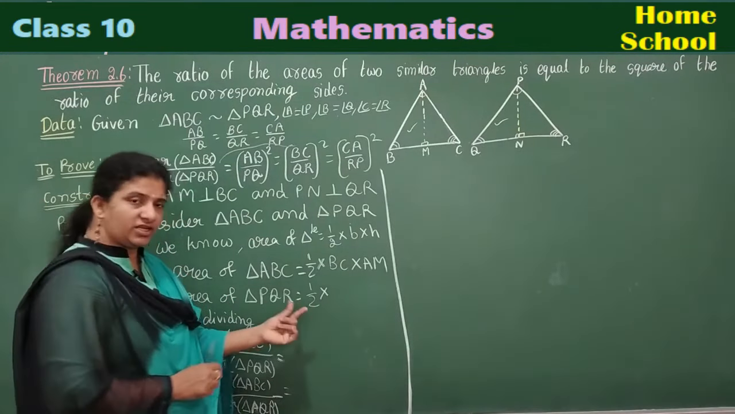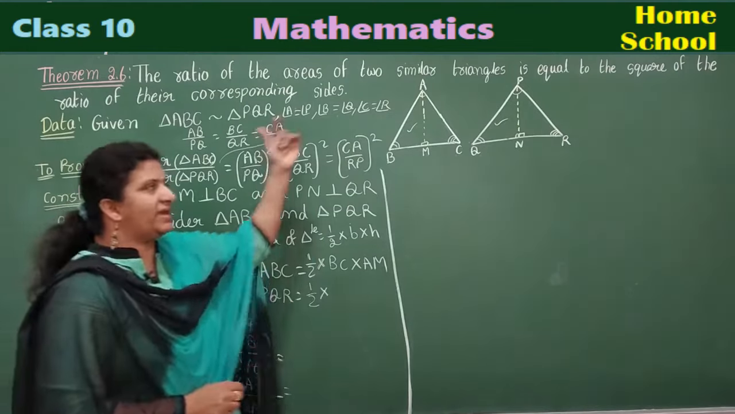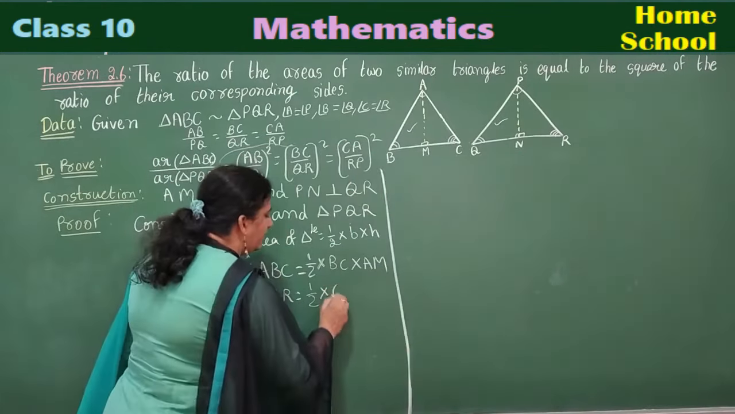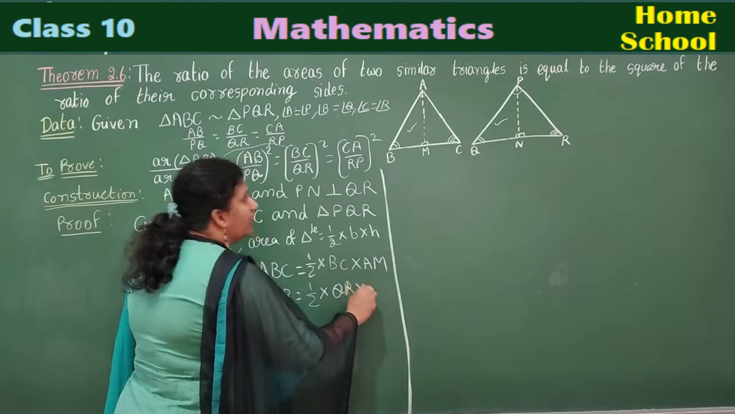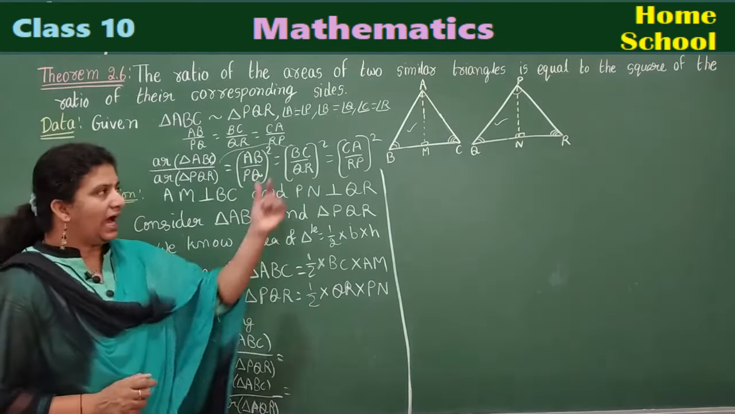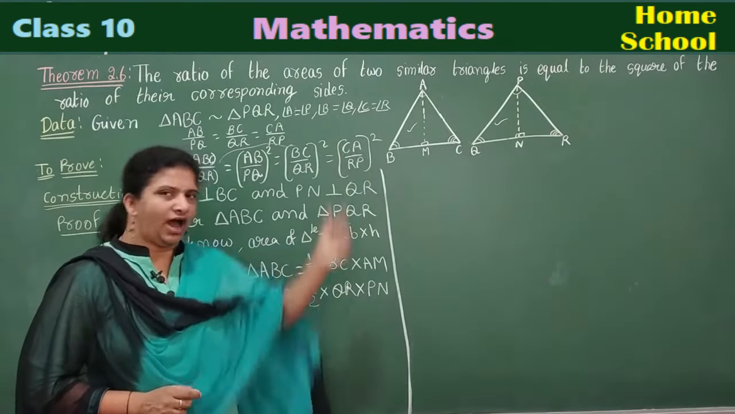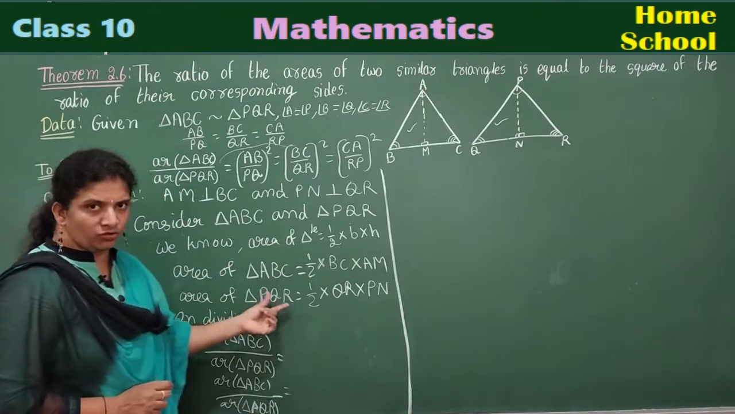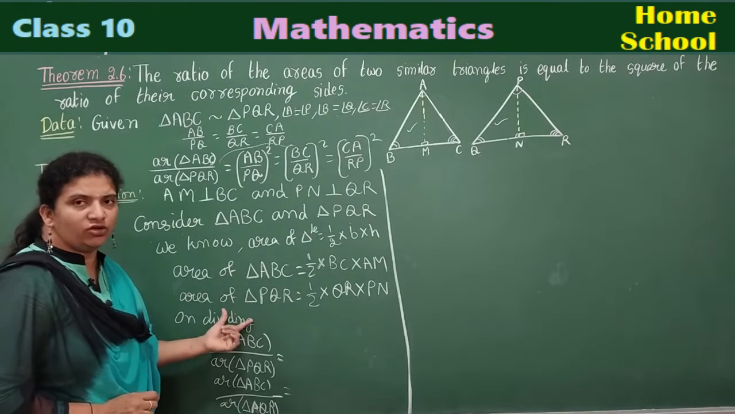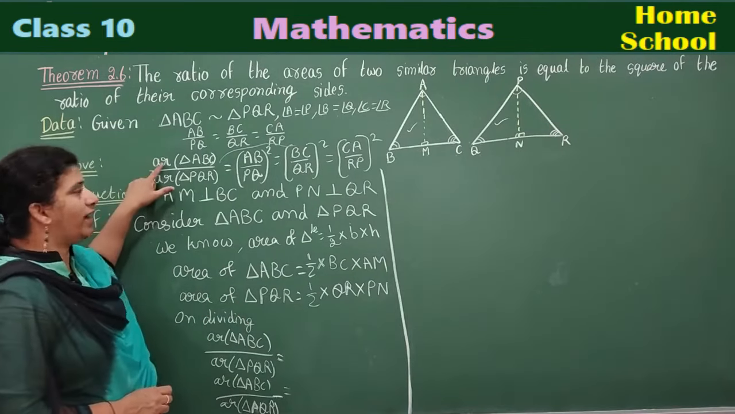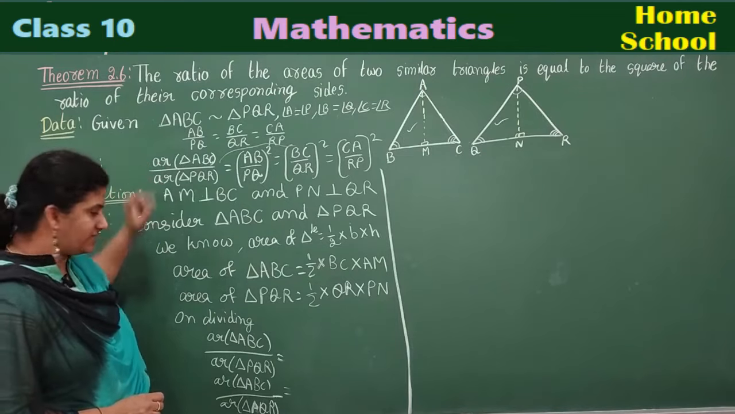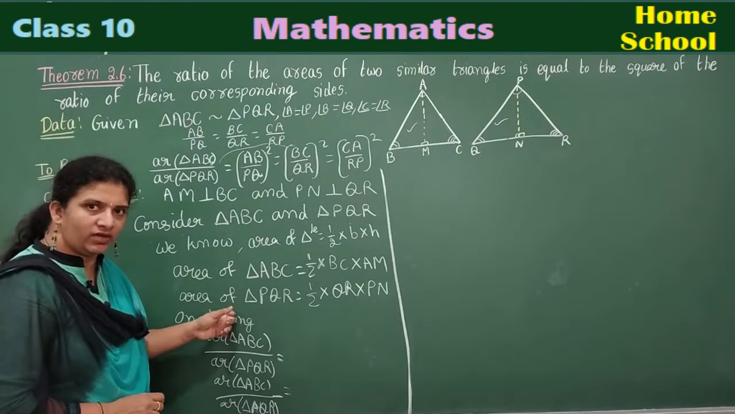Area of triangle PQR is equal to how much, children? Half into base. What is the base here? QR. QR into what is the height? The altitude is PN. Half into base into height. So what do we need to do next? On dividing, these two areas we need to divide. Why? In your question you have the ratio of areas of triangles.